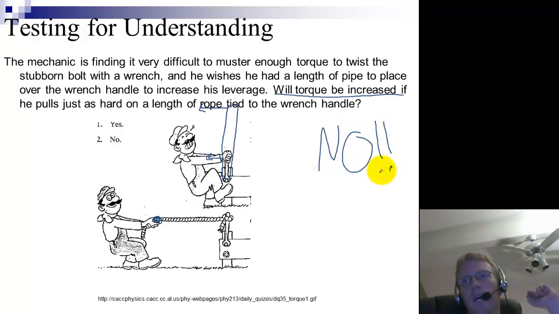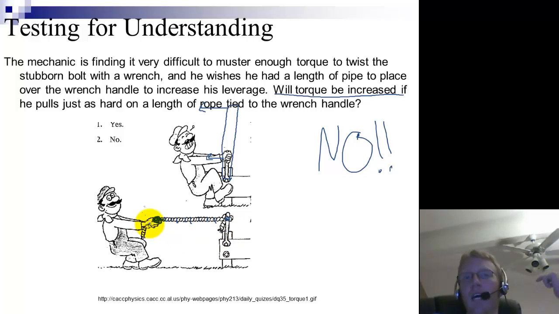If you know why, maybe you can skip the explanation, but if you want to see the explanation, here it is. When he pulls right here, all that does is it translates the force through the rope to right here. The tension in the rope here is the same as the tension in the rope here. And remember, we said forces have to be either long range, which is gravity, or they have to be contact.